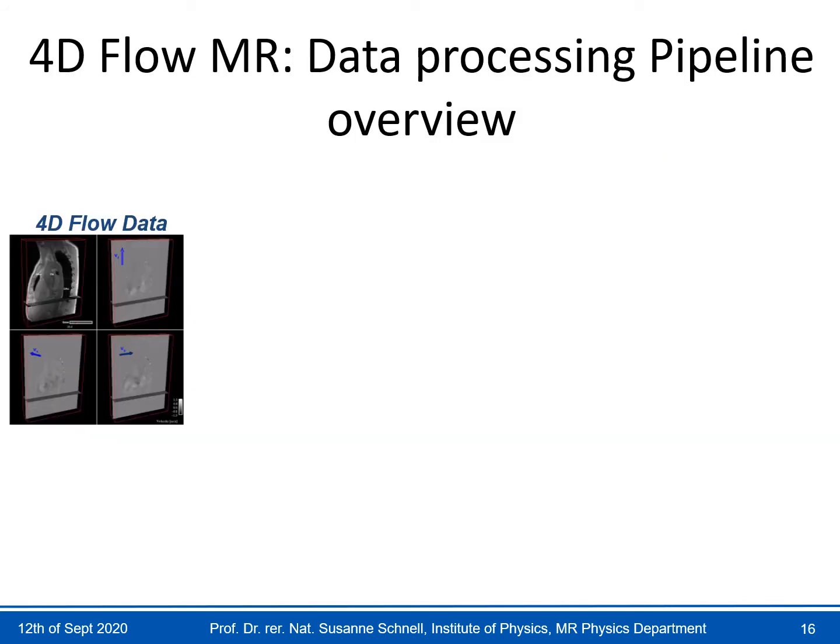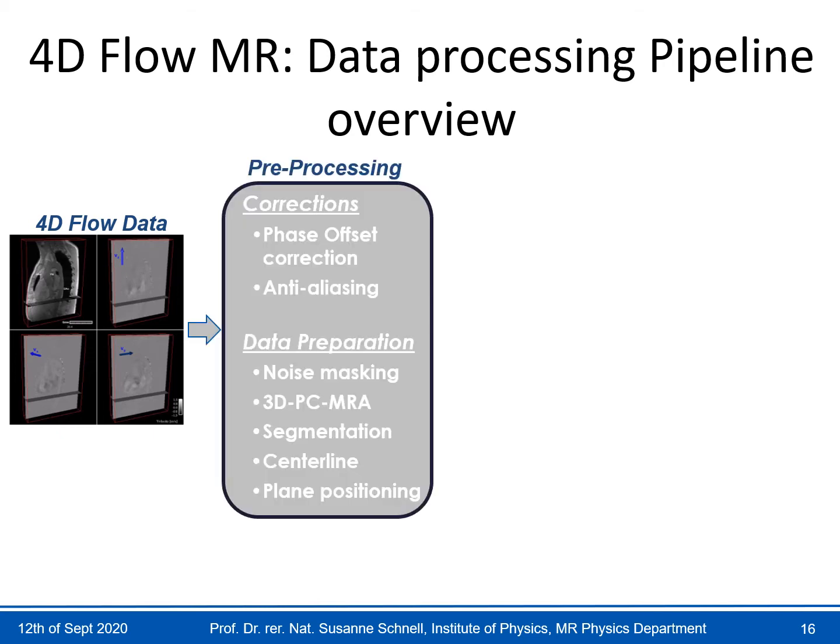Now we actually have to go into our 4D flow MRI data to do some processing. At first, we usually perform preprocessing in a certain order, which starts with corrections of phase offset errors as well as anti-aliasing. This is typically followed by noise masking, the calculation of a 3D phase contrast angiogram, which often gets refined in a vessel structure segmentation.